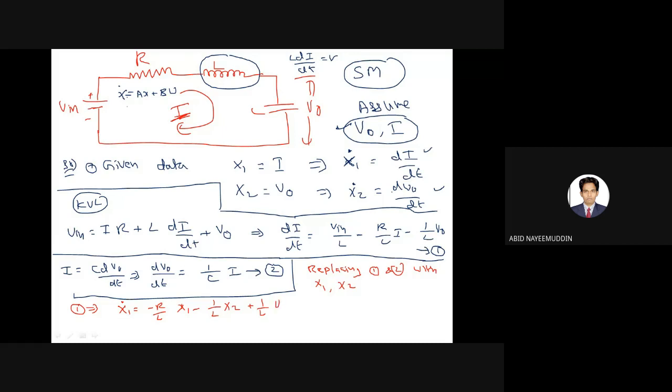which is the input, so directly U. Equation 3. Similarly, what about equation 4? Your second equation implies x2 dot is equal to 1 by C into x1. Equation 4. So representing equations 3 and 4 in matrix form will give you the final answer. That is your state model representation.